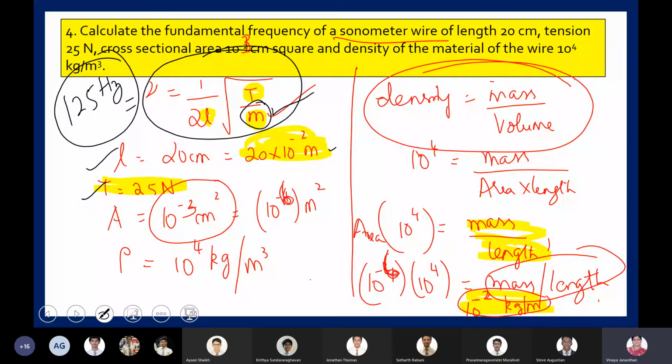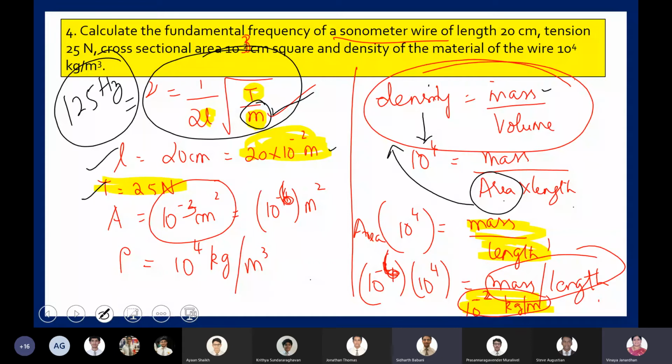Now, you know density is mass per volume. So what is volume? Volume is area into length. Are you clear, boys? So density, the value is 10 to the power of 4. Mass, area is given. So I'll take area to this side. Boys, is that clear for you? Or should I erase and do it once again? Should I erase and do this?